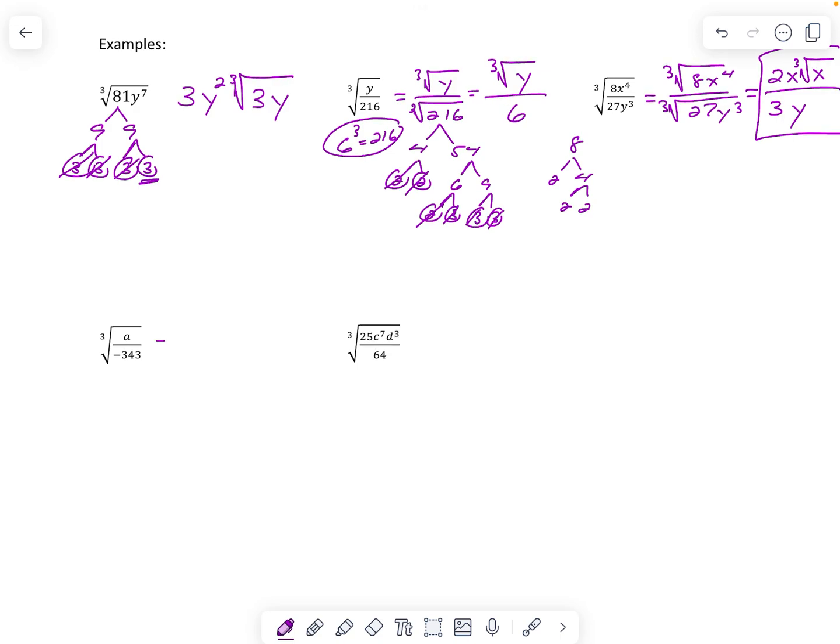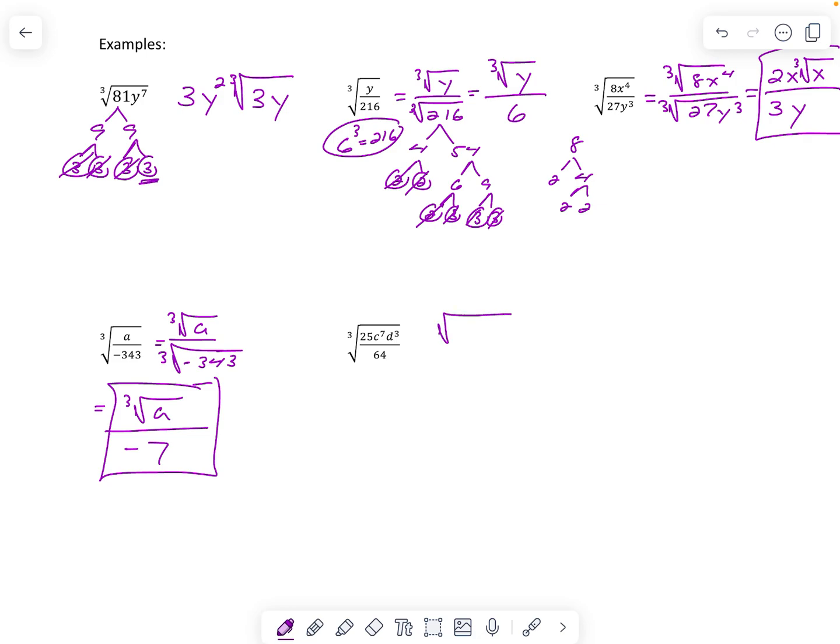Last two here, this is like the cube root of a over the cube root of negative 343. Let's see. So the top is going to stay. We can't simplify that at all. But 7 to the 3rd power is 343. So you're going to have to play around. You know, that's a hard one. It's not like it's even or 3 goes into it. But so that is going to be negative 7 in the denominator because it's negative inside. So negative 7 times negative 7 times negative 7 is negative 343.